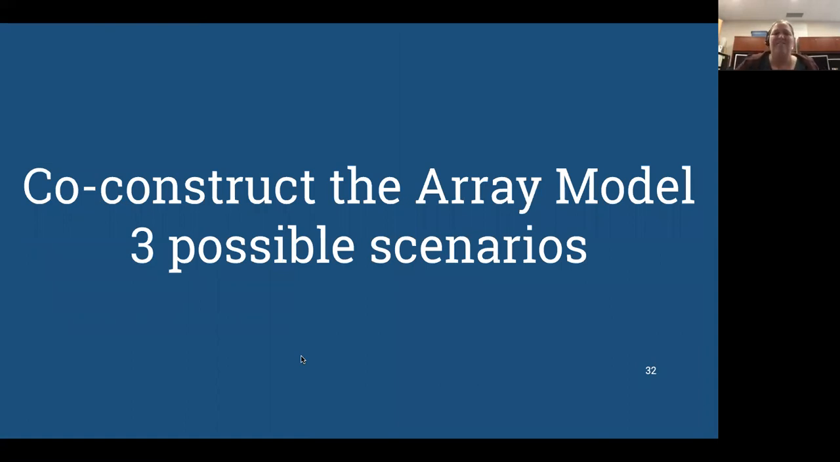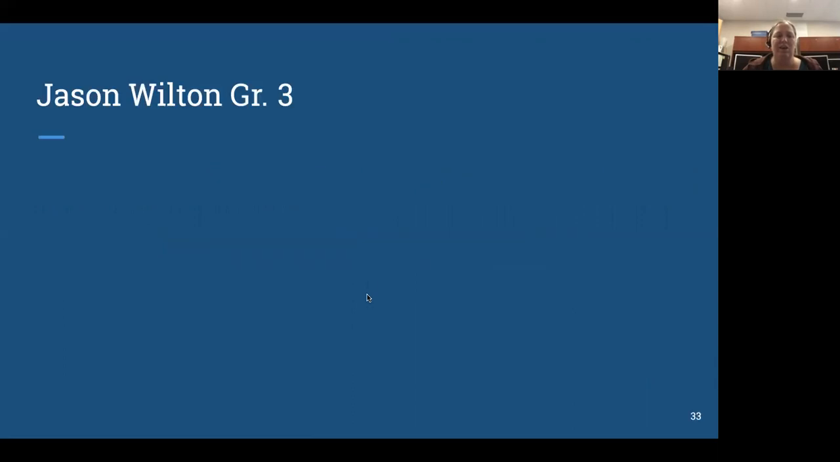Another thing that teachers can do to support students is to co-construct the array model. And by co-construct, I mean that along with their class, they actually build arrays that have a meaningful context behind them. So I've got 3 different scenarios that I know teachers have used to construct the array model with their students. So the first one is a colleague of mine up here.